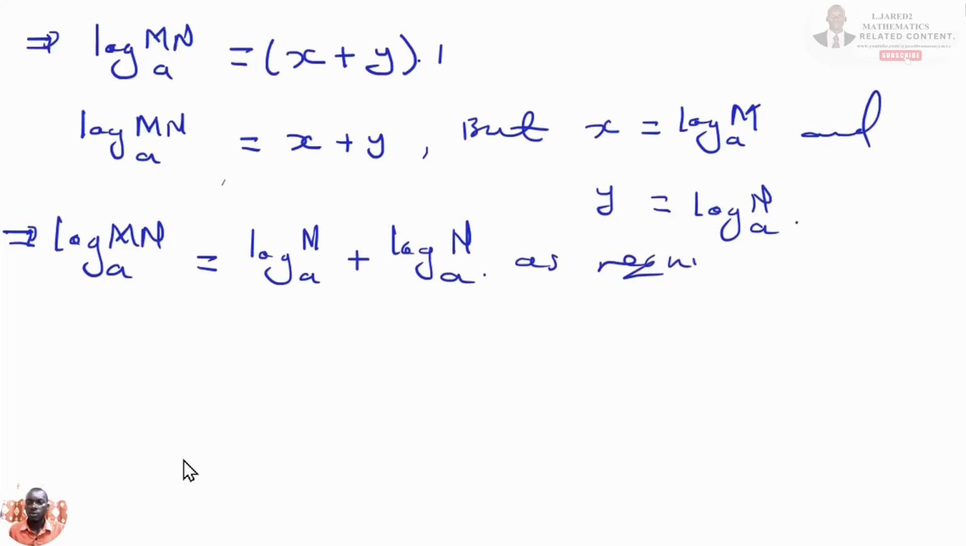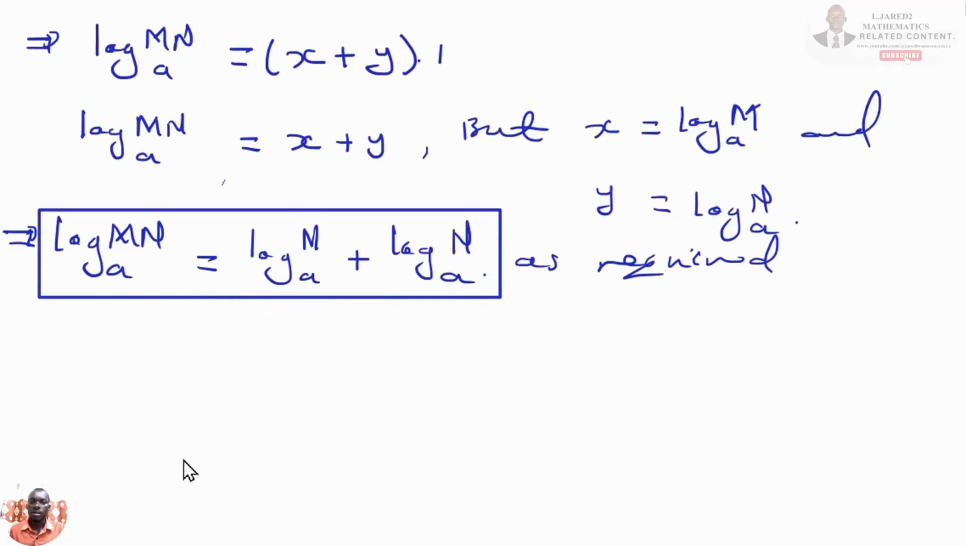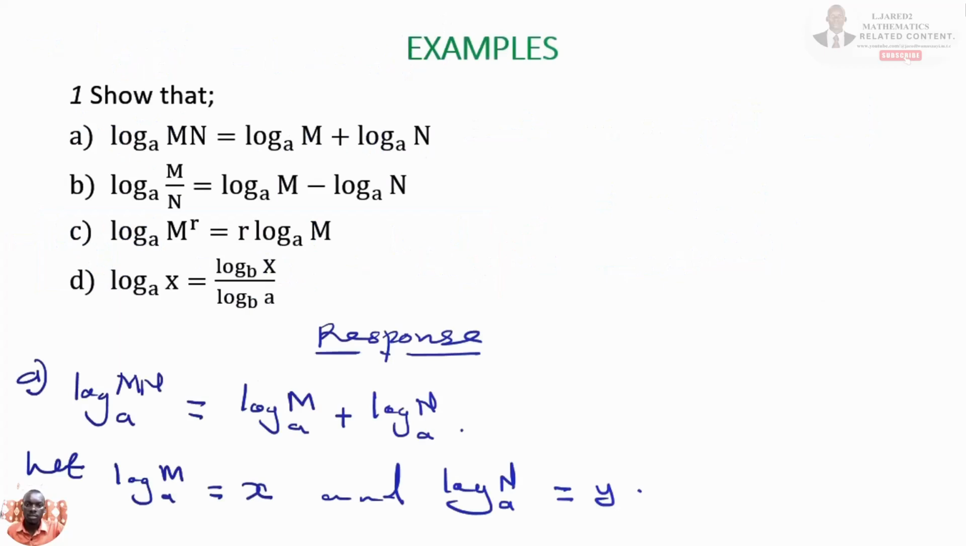So we have now shown what they wanted. This is what they wanted us to show from number 1. So it means that that's how we could prove that. Then let's see number 2. We do the same to number 2 for part B.